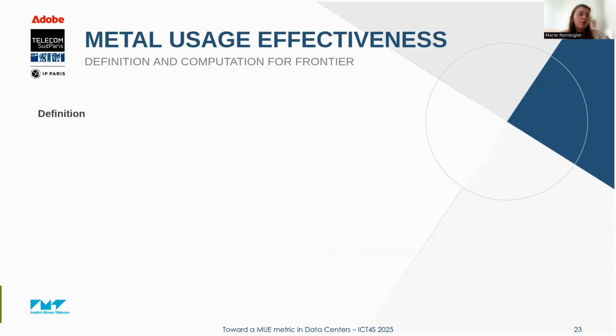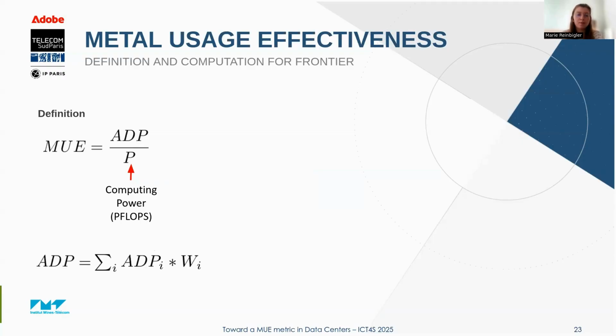Now that we have all equipment necessary to make the supercomputer work, we can now present and define the metric we propose to monitor, which is the metal usage effectiveness, which is expressed as the ADP divided by the computing power in petaflops. You may wonder, what is an ADP for a supercomputer? Actually, it's the sum of the ADP of each element inside the supercomputer multiplied by the weight of these elements, like gold or copper.